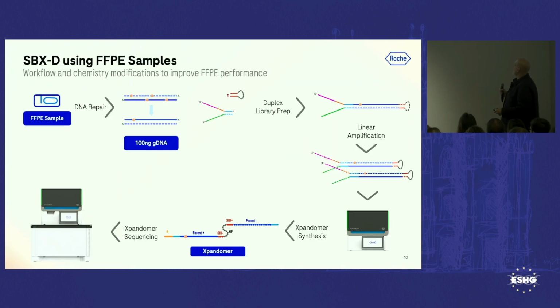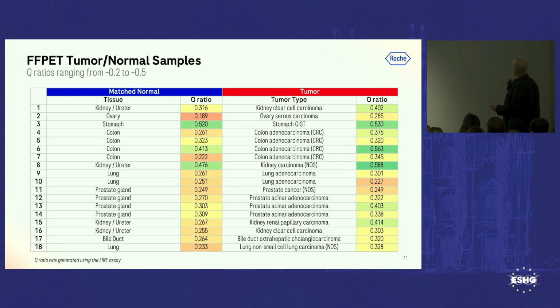So FFPE. A very similar looking workflow, an SBXD-like workflow. In this case, we actually did some DNA repair steps before, because we found we got better yield and actually better accuracy by going through a DNA repair step prior to doing the duplex library preparation. Again, we used linear amplification for the process, but other than that, it was pretty much the same as the SBXD protocol we normally run.